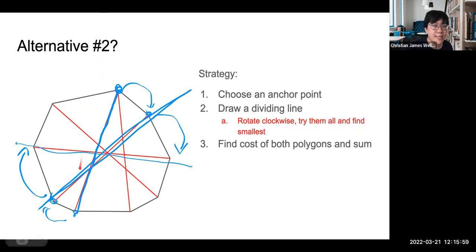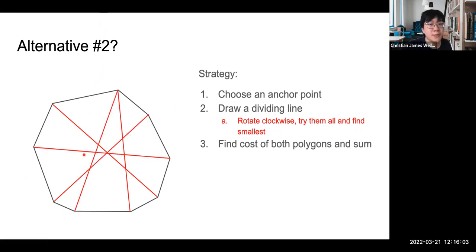Based on this approach, rotating clockwise, it seems to cover more things, right? It seems to cover more triangles. So the question is, does it cover enough triangles? I'll give you 5 seconds if you're watching the video to figure out. Think of a counter example, pause this video. Come up with a counter example, or prove that it's correct.